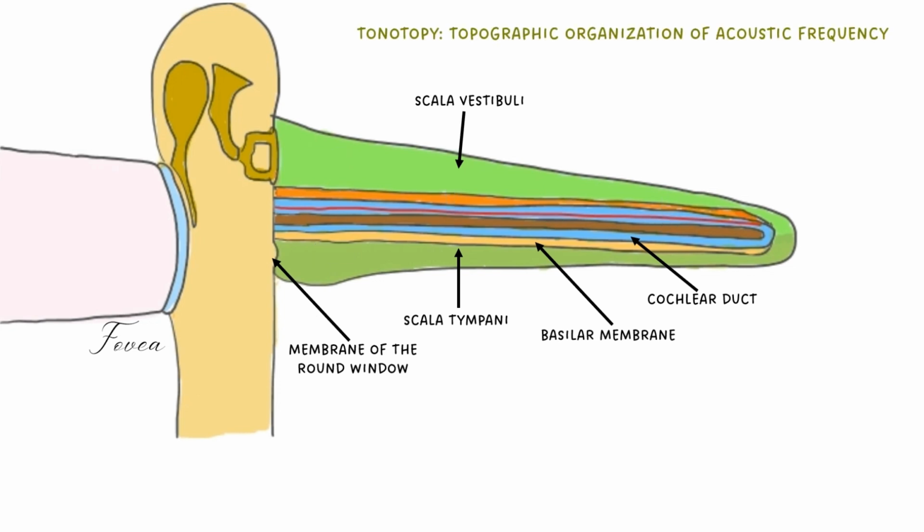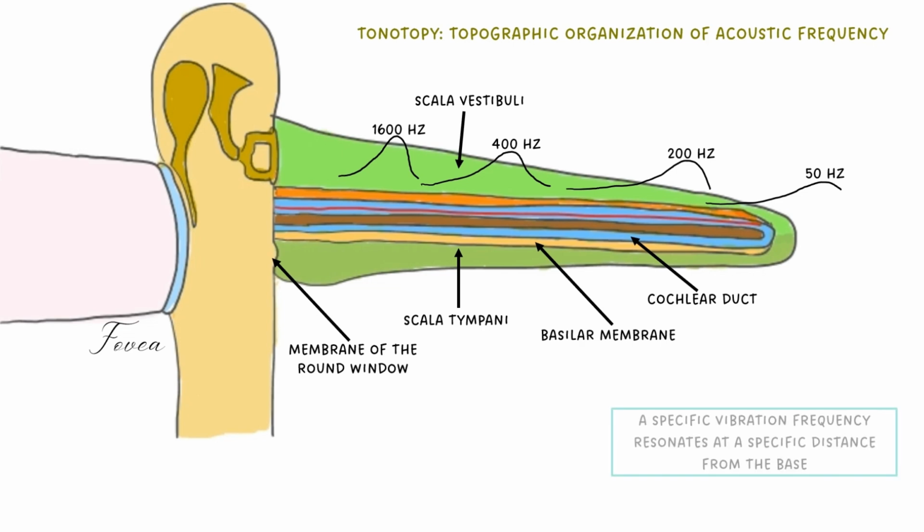Tonotopy, also called frequency-to-place mapping, is an important feature of the processing of sounds by the mammalian auditory system. At the level of the basilar membrane in the cochlea, a tonotopic arrangement implies that high-frequency stimuli evoke largest displacements at the base, near the ossicles, and low-frequency sounds have their greatest effects at the apex. At the entrance of the cochlea, the base, the basilar membrane is thick and stiff. Towards the tip of the basilar membrane, it becomes thinner and more flexible. A specific frequency of vibration thus preferentially resonates at a specific distance from the base.